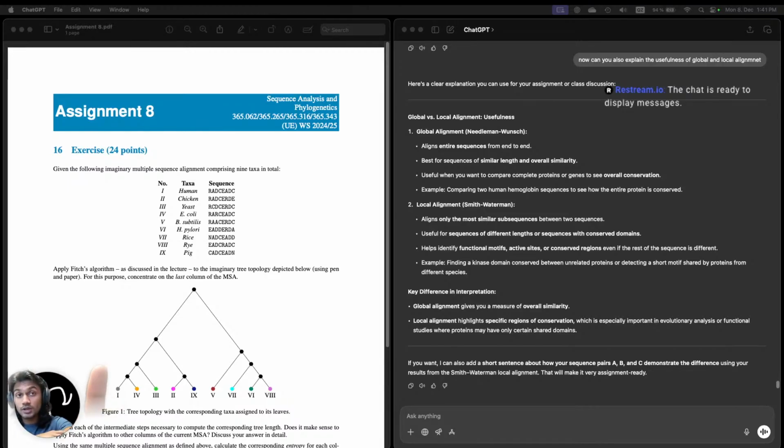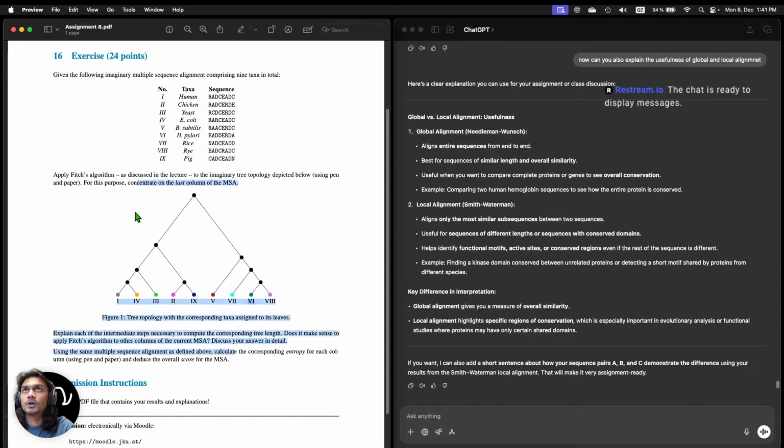I'm gonna be only studying this for 1 hour. Let's see how much progress we can get within 1 hour. Let's set a timer for 30 minutes. Okay. So this is the question, and from what I understood, it's Fitch algorithm.